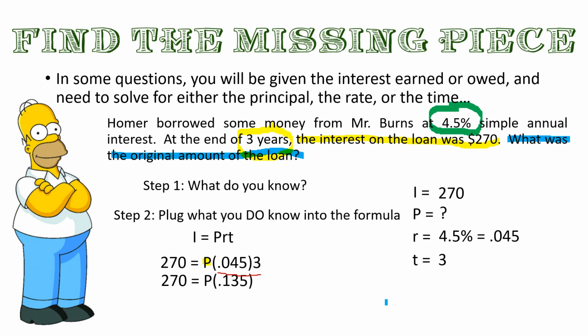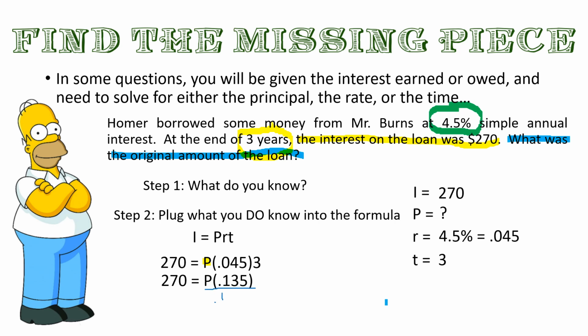Because the P is being multiplied by that 0.135, in order to get the P by itself, remember the goal of any equation is to isolate the variable, I need to divide both sides. I'm going to erase this right now, but I need to divide both sides of this equation by 0.135.